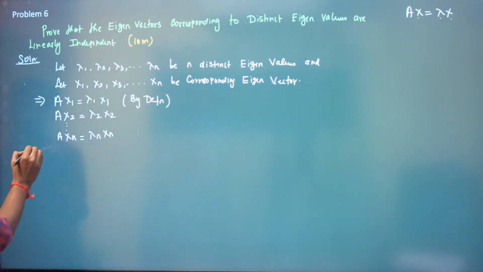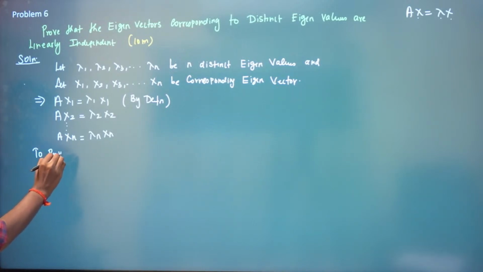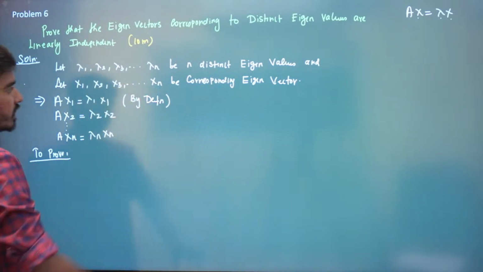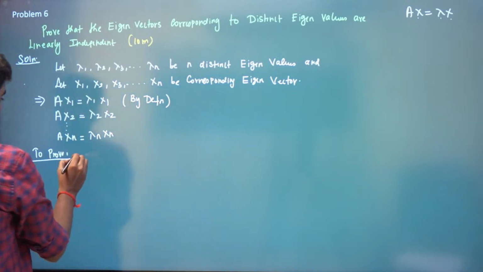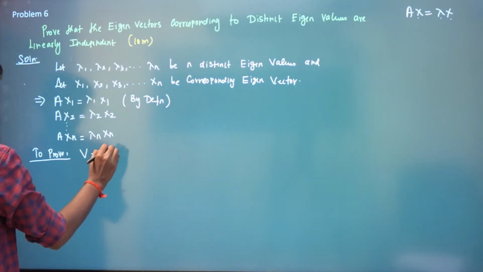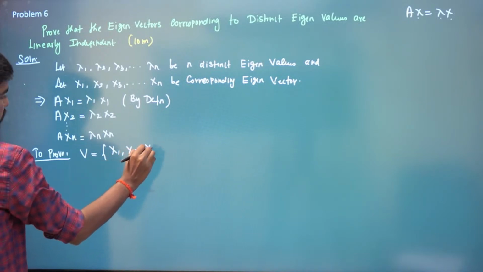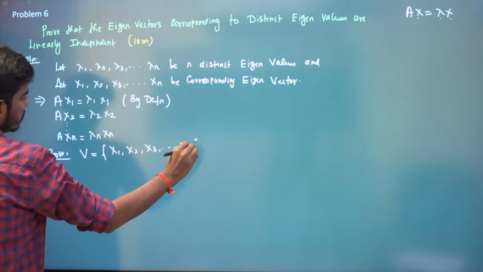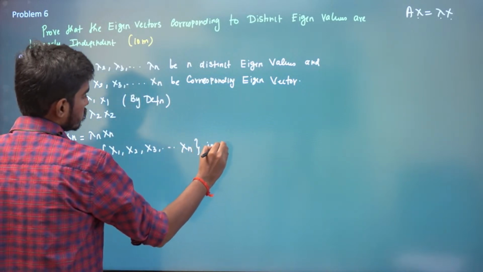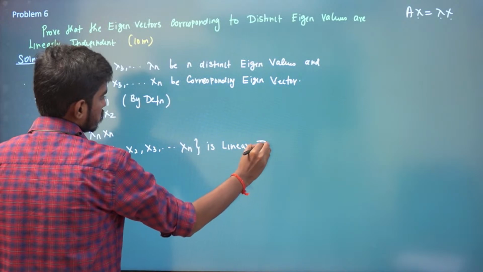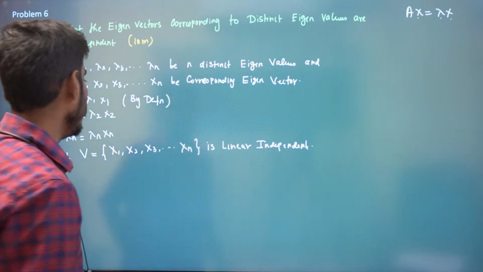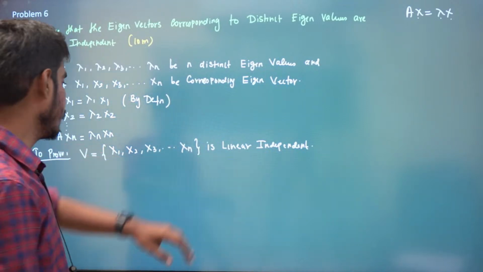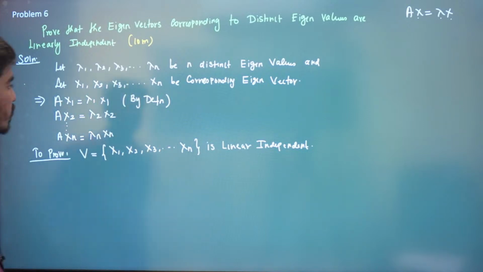Okay, now what we need to prove: this set x1, x2, x3, and so on up to xn is linearly independent. We need to prove, right? To prove, let us call the set B. We need to prove that the eigenvector set x1, x2, x3, and so on up to xn is linearly independent. So we need to prove this set is linearly independent, right? I'll finish in 8 minutes. We need to prove the set is linearly independent.